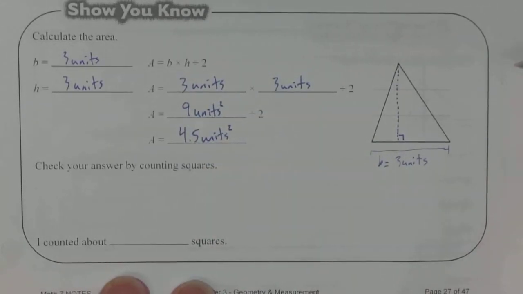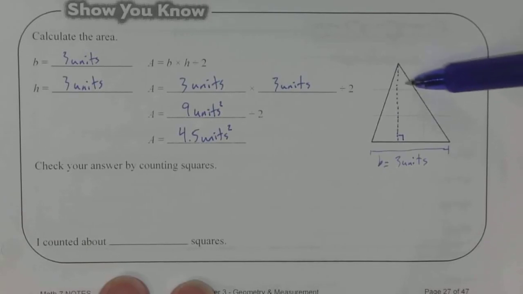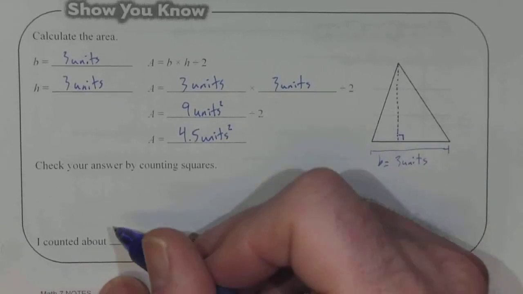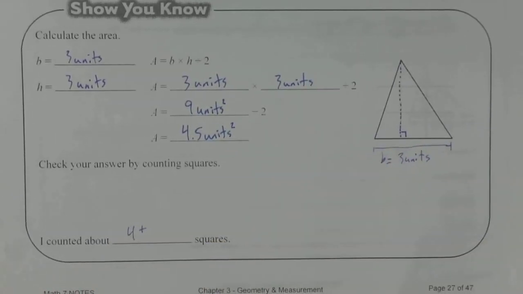Now if you want to try by counting squares, I've got one whole one, and then I've got 1, 2, 3 that are kind of almost full, which would put me at 4. And then a couple of tiny little bits up here that look like they could make up a half triangle. Maybe with the others combined, it would be about that. So you're counting 4 plus squares, I would say, fairly confidently in this situation.